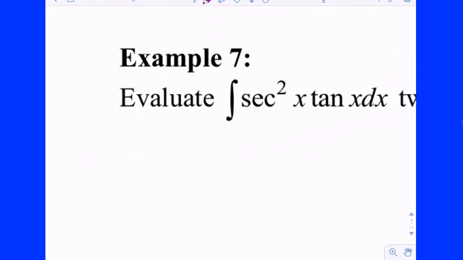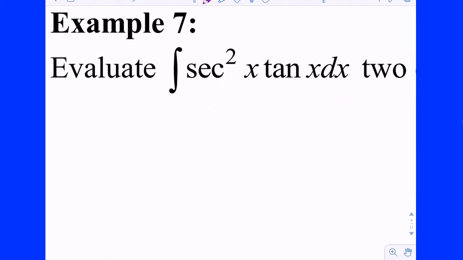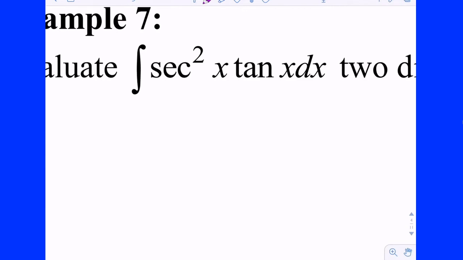All right, example 7. Now that you've seen some flexibility in your methods, I want you to evaluate the antiderivative of secant squared of x times tangent of x two different ways. Two different ways. Nothing to pull out front.